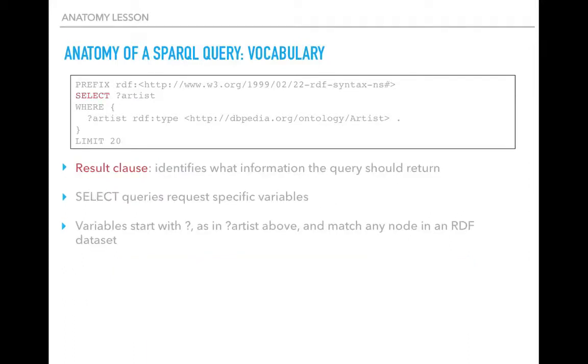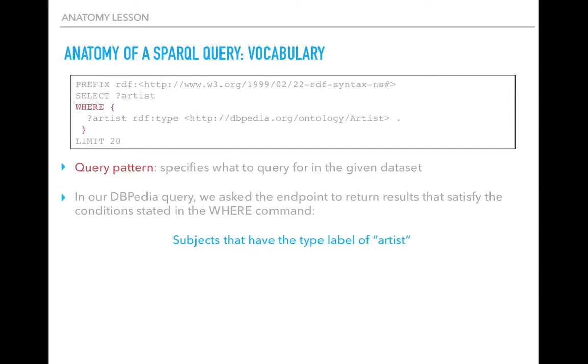The result clause identifies the information we want our query to return. Here, we used the select clause to request a specific variable, which we have called artist. The query pattern specifies what to search for in the given dataset and is identified in a where clause, which consists of the subject, predicate, and object triple. In our case, we are searching for entries that have the type artist.